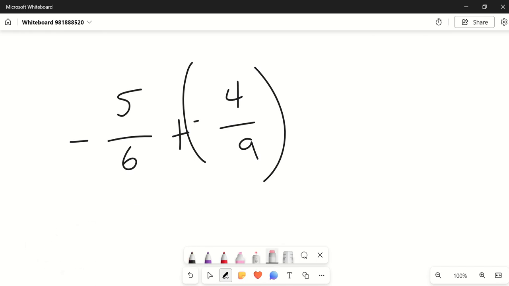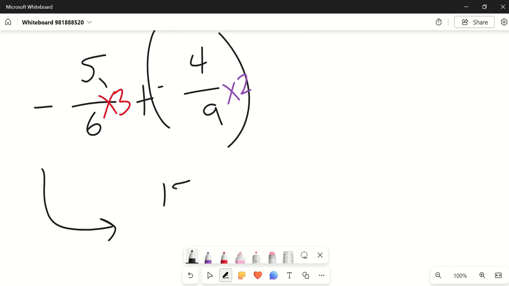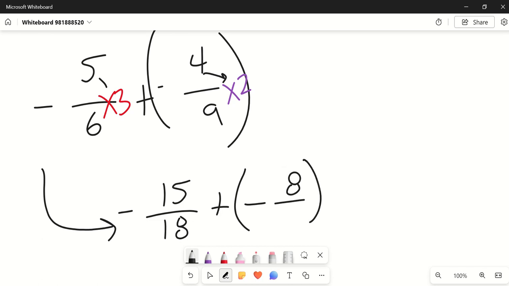In order to make 9 18, we're multiplying this by 2. In order to make 6 18, we're multiplying it by 3. We're going to rewrite our new fractions here because we have already made a lot of a mess here. So our new fractions are going to be 3 times 5, which is 15, and remember this is still a negative. 3 times 6 will be 18. So it'll be negative 15 over 18 plus 2 times 4 is 8, and it's still negative. Negative 8 over 9 times 2 is 18.